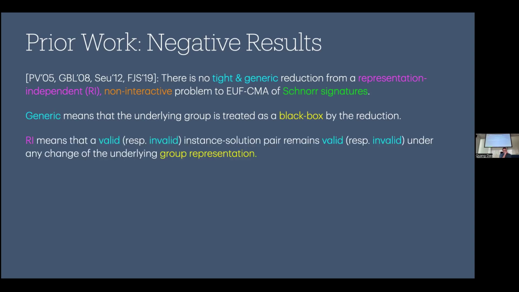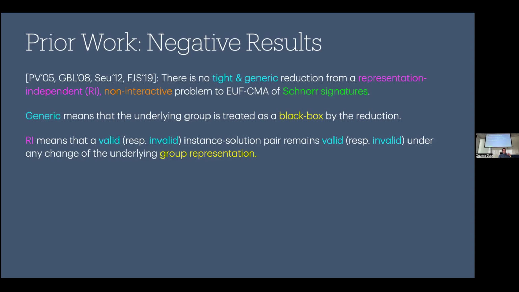And representation independence is more interesting. Say I'm working with respect to some group representation for my group, and say I have a solution to the problem, like think of discrete-log, right? I have a g to the x and I have x. If I change the group representation, that g to the x and x is going to stay a solution to discrete-log under that transformation. And that general property is called representation independence.